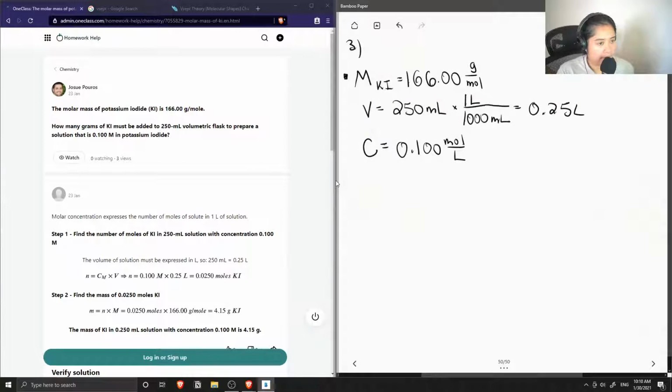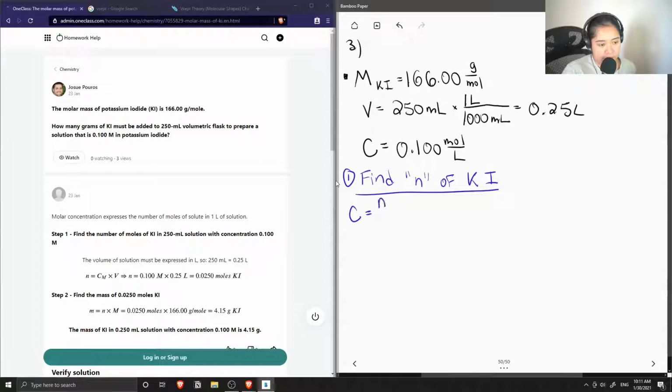Okay, so now that I have everything that's given, we need to calculate the mass, but the first step is to find the number of moles of potassium iodide. We know concentration and we also know the volume. If we recall that concentration is equal to number of moles divided by volume, then we can rearrange this equation to solve for n.